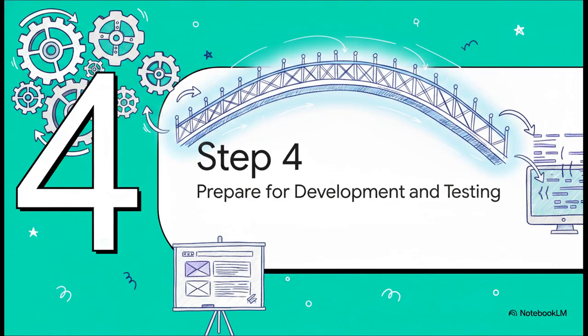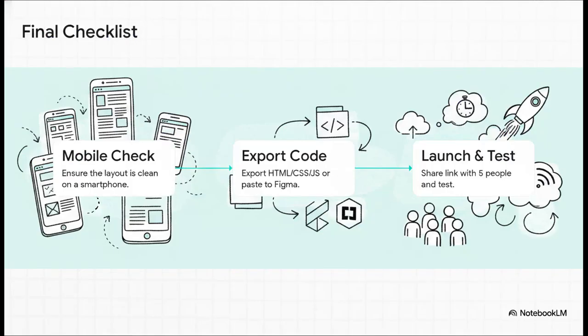All right, let's move to Step 4 and see how this actually builds. Time to prepare for development and testing. This is where Google Stitch really shows off, because it acts as a seamless bridge between your visual design and actual live code. It doesn't just hand you a pretty mock-up. So here's your rapid-fire final checklist. First, do a mobile first check. Stitch automatically generates the UI for both web and mobile, but always double-check that smartphone layout to make sure it's clean and readable.